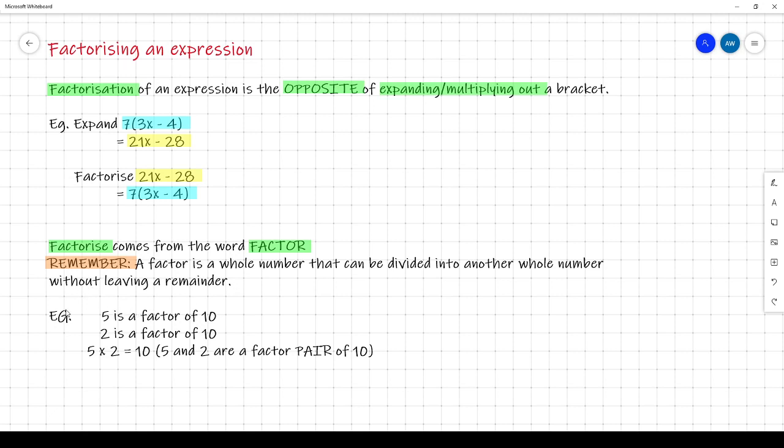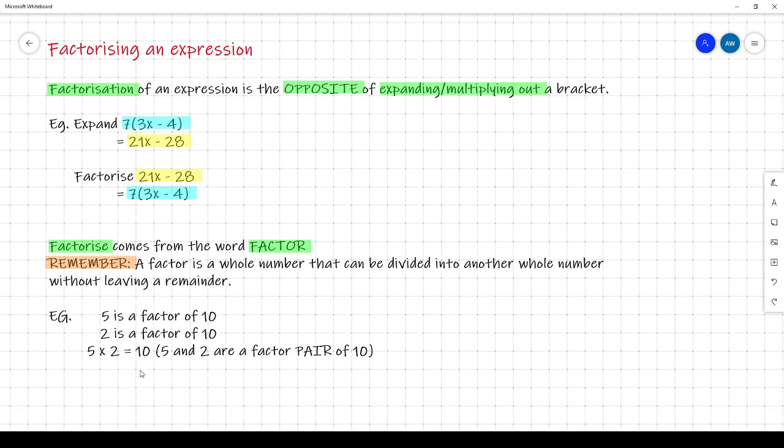Just to remind ourselves, here's some examples as well. 5 is a factor of 10 because 5 divides into 10 without remainder. 2 is a factor of 10 because 2 divides into 10 without leaving a remainder. 2 goes into 10 5 times, and 5 goes into 10 2 times. If we multiply those two factors together, we do get 10, and we call those a factor pair.